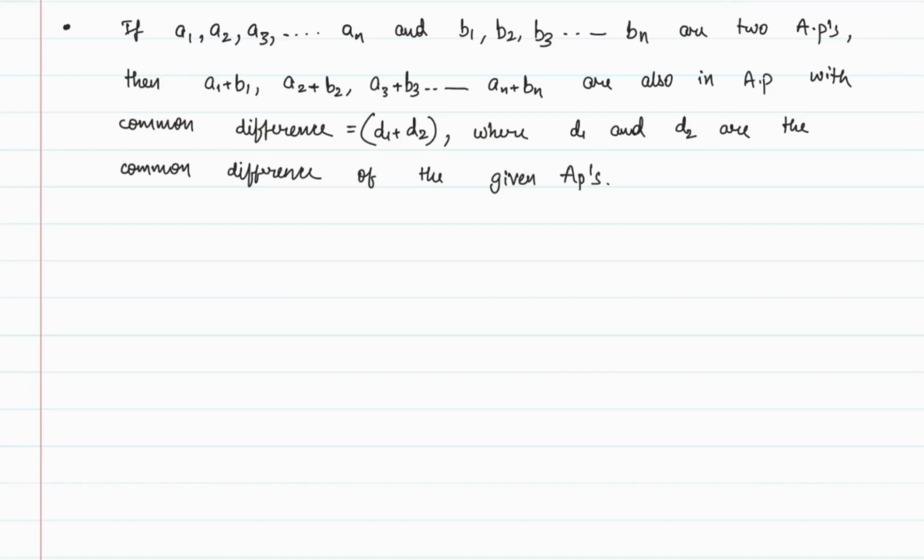Now let's discuss one more property, that is, if a1, a2, a3 and so on up to an, and b1, b2, b3 and so on up to bn are two arithmetic progressions, then a1 plus b1, a2 plus b2, a3 plus b3 and so on up to an plus bn will also be an arithmetic progression with common difference d1 plus d2, where d1 and d2 are the common differences of the given arithmetic progressions. This we can see by taking a simple example.